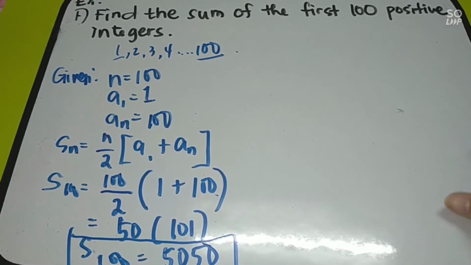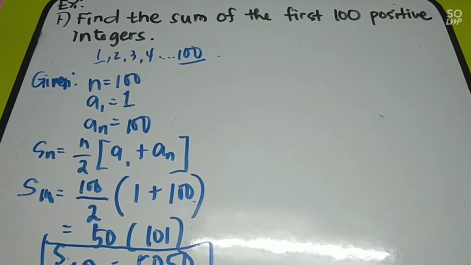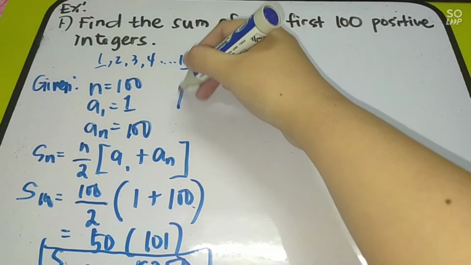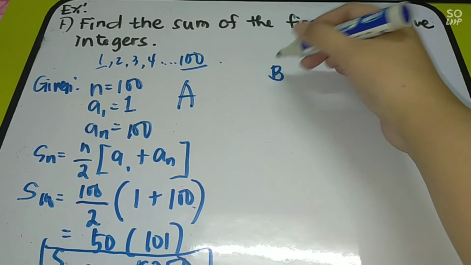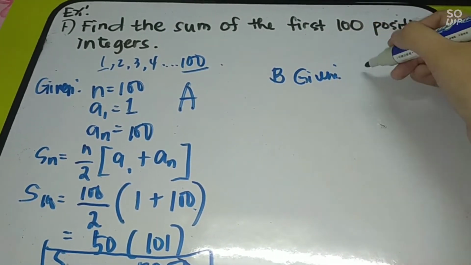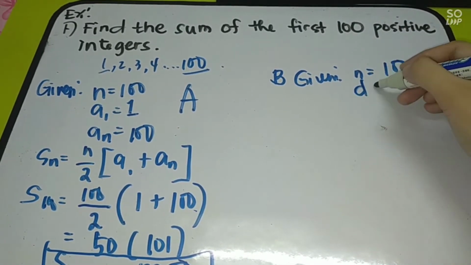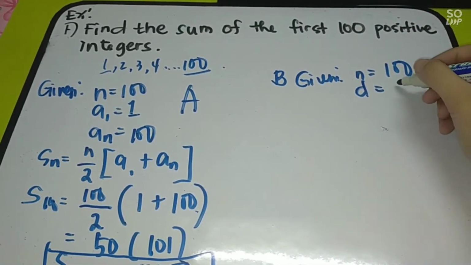Now, let us apply then yung ating second situation. This is for the first situation, ano? Ito yung situation A. Let us have the situation B. Okay, let us have the given. Ang given natin ay, ang n natin ay 100 pa rin. Ngayon naman, dadagdagan tayo ng common difference. Ang common difference natin ay 1.